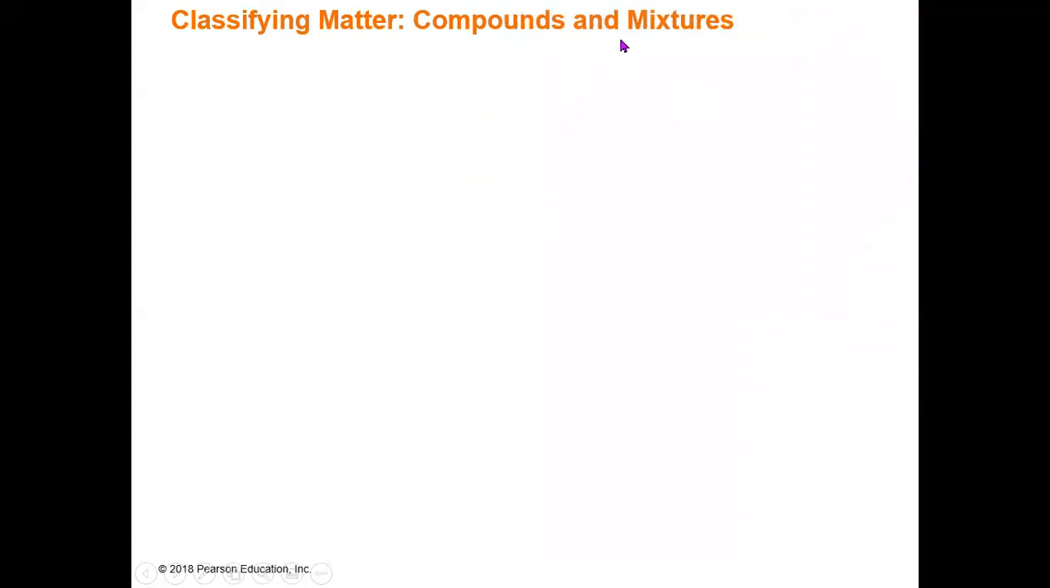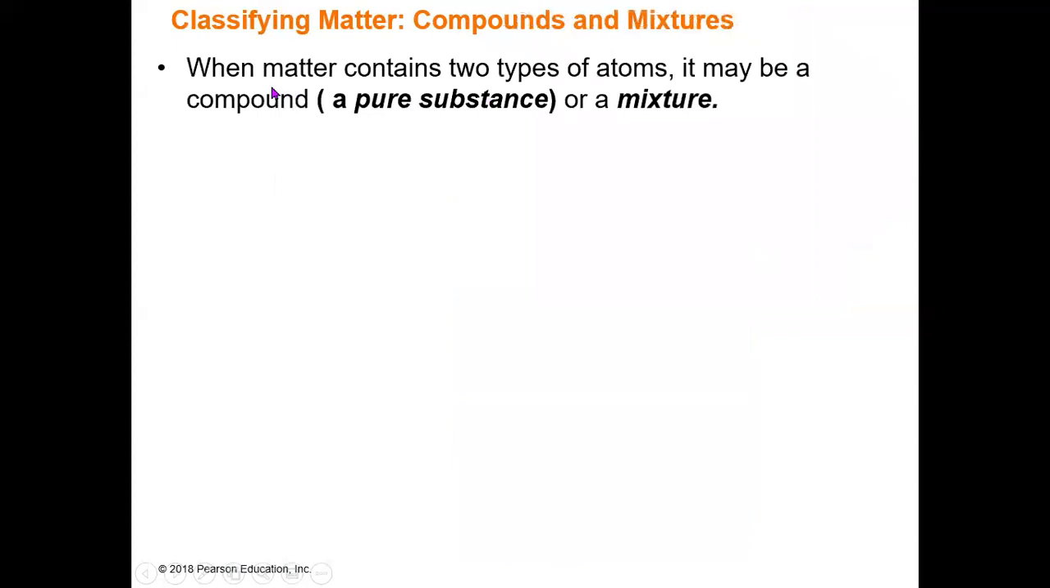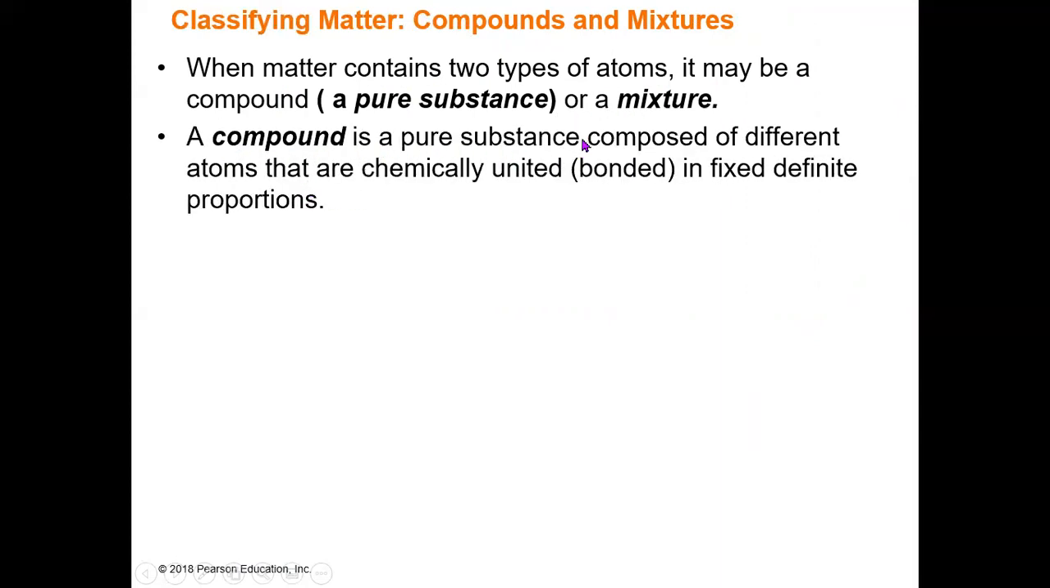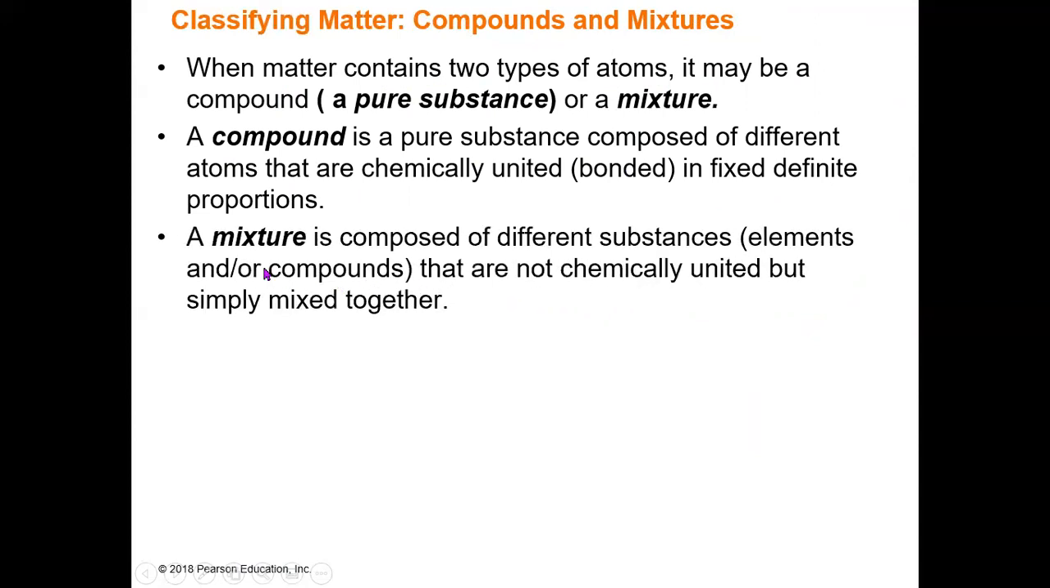Classifying matter, compounds and mixtures. When matter contains two types of atoms, it may be a compound, a pure substance, or a mixture. A compound is a pure substance composed of different atoms that are chemically united, bonded in fixed definite proportions. A mixture is composed of different substances, maybe elements and compounds, that are not chemically united but simply mixed together.